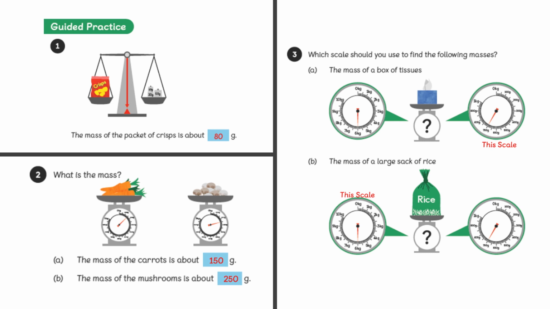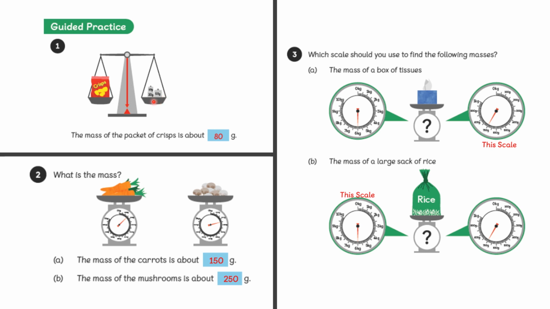Okay, super work year 2. Let's have a look at those together and mark them as we go through. So for question 1, we needed to find the total mass on this side to know what the mass of the packet of crisps was. So to find the answer, we needed to add together 50 grams, 20 grams and 10 grams. Now if I do 50 add 20, I get 70.